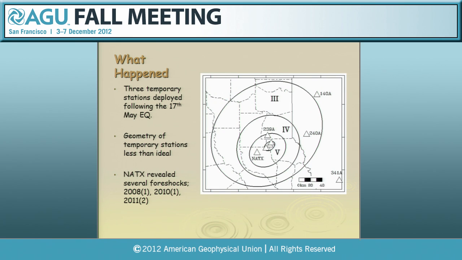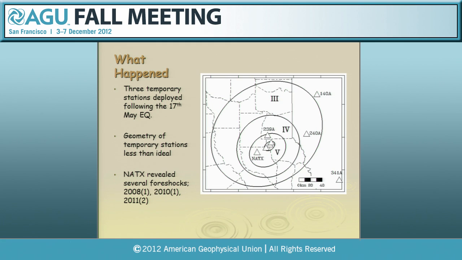We were provided with three temporary Netquake units by the USGS following this event, which we deployed in the area. Unfortunately, we could only deploy them where certain conditions were met, and you'll see that most of these were along Highway 59. So we were not able to have really good coverage so that we could triangulate properly. And I'll say a little bit more on that later on. So the geometry, I'm going to say right now, is less than ideal.